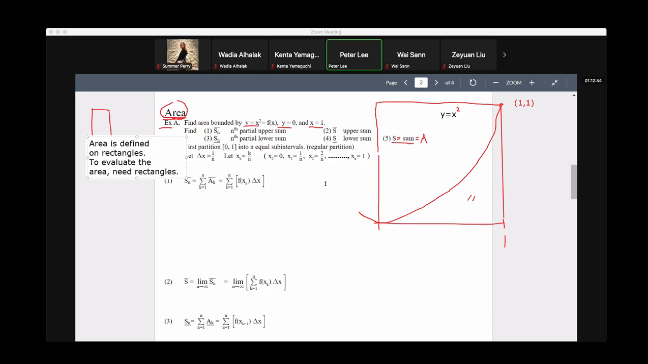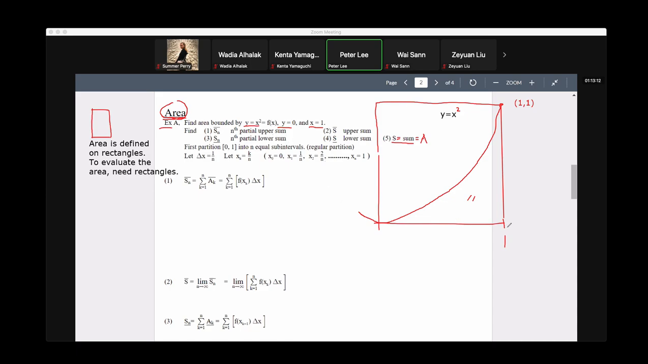So now, here's the method which we'll go over. To find the area, the first step is to find the S sub n bar, which is what I call the n-th partial lowest sum. Eventually, we will find what we call the right sum. I'll talk about that too, okay?